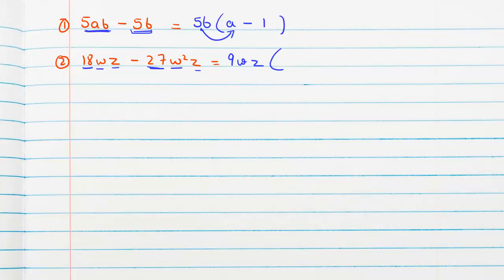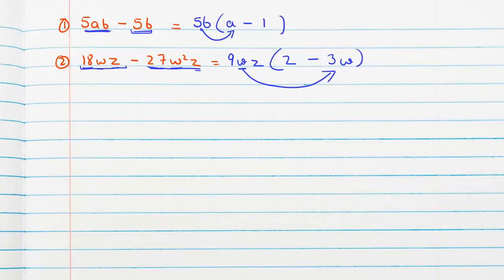In the parenthesis for the first term we will have only 2 because 9wz times 2 will give us the whole first term. Then the second term we have a negative sign and it will multiply with 3. 9 times 3 is 27, and we will also multiply with w because there is w square and outside we have only 1 w, so we will get w times w, w square. Okay, and this is our answer for this one.